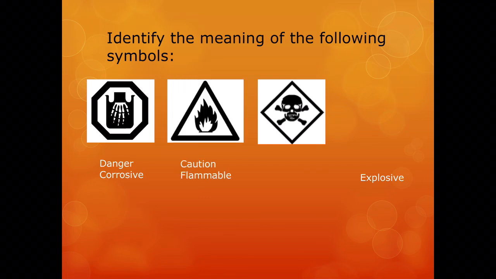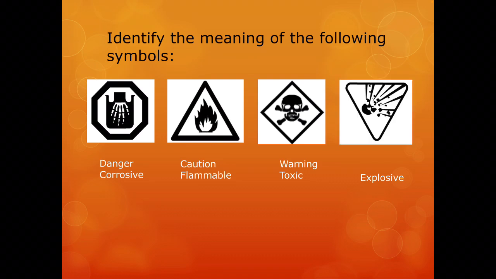For this one, we've got caution flammable, so the least dangerous, represented by the least number of sides, and the flame representing flammable. Then the first one that came up was warning toxic. So that's the middle hazard. And then your last one here is just explosive. It should technically be caution explosive because of the shape.